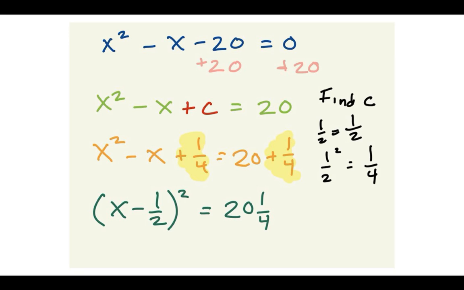Again, 20 is not a perfect square, so I will move it to the right-hand side of the equal sign and solve for C. 1 cut in half is a half, squared is 1/4, add it to both sides. Factor.